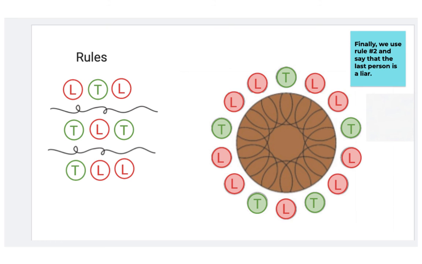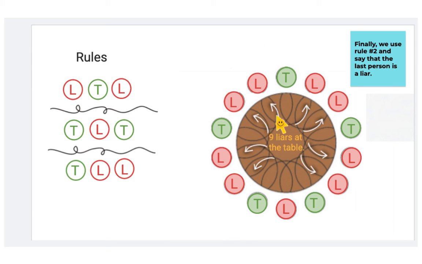And finally, we use rule number 2, which is this one, and say that the last person is a liar, since that's our only option. Okay, so now that we have the table complete, this round table and the people there, and the liars and truth tellers, all follow the rules and do not break any.